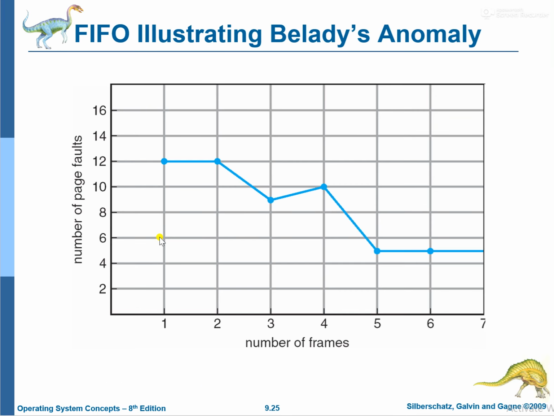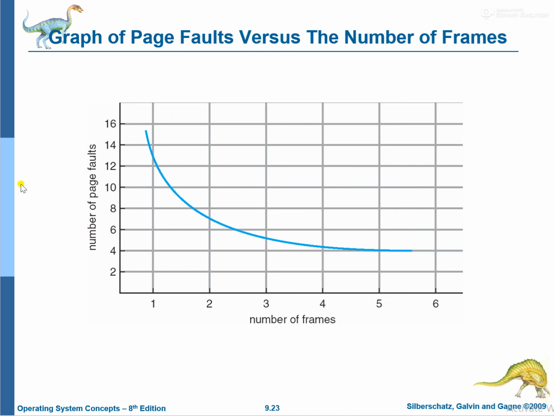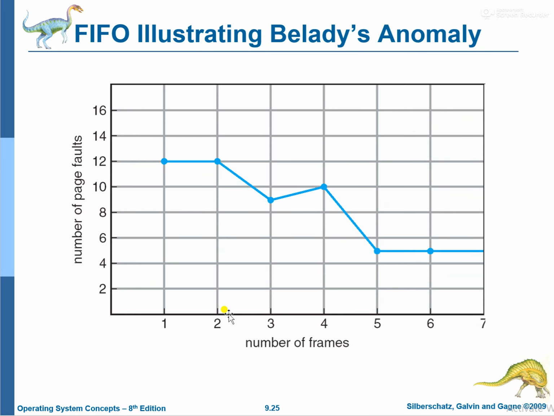If we consider this Belady's anomaly, then this graph is not like this; it will be changed over here. If you increase the number of frames, sometimes page faults increase. Like when we move from 3 to 4 frames, the number of page faults for 3 will be 9, but when we increase it to 4, it goes to 10.